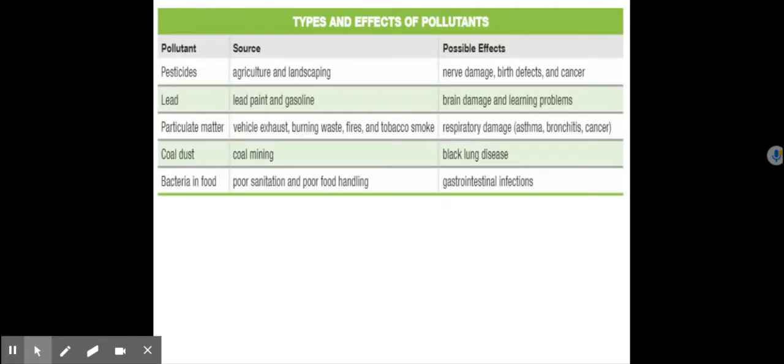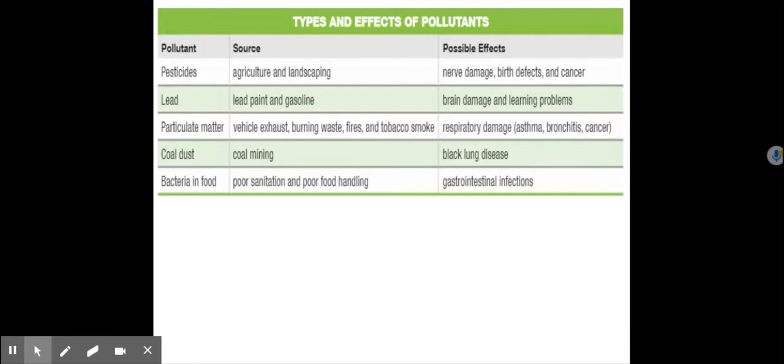Types and effects of pollutants. Pesticides from agriculture and landscaping can cause nerve damage, birth defects, and cancer. Lead from lead paint and gasoline can cause brain damage and learning problems. Particulate matter from vehicle exhaust, burning waste, fires, and tobacco smoke. You can have respiratory damage, asthma, bronchitis, cancer.